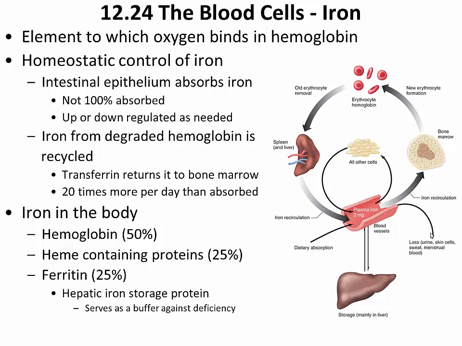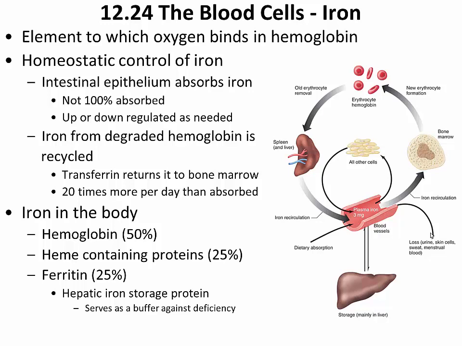It's taken up via the intestinal epithelium, and it's not 100% absorbed under normal circumstances, and so there's a great deal of flexibility there to either increase or decrease iron absorption as needed. Iron degraded from hemoglobin is recycled, and transferrin is a particular protein in the body that returns that iron to bone marrow where it can be reused. This is extremely important because approximately 20 times more iron per day is taken from degraded red blood cells back to bone marrow than is absorbed in the intestinal epithelium.